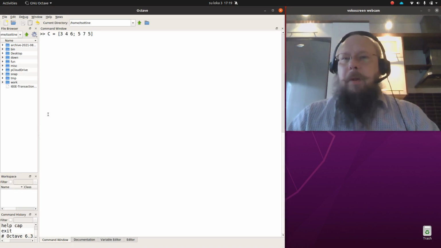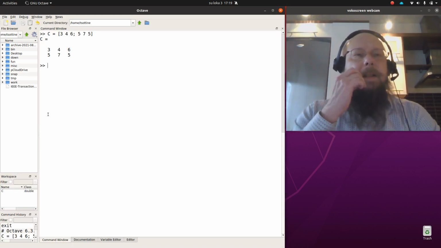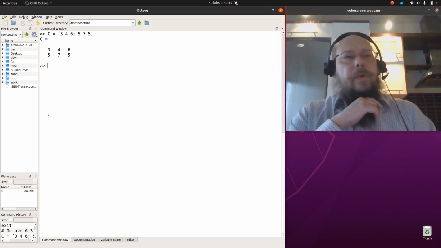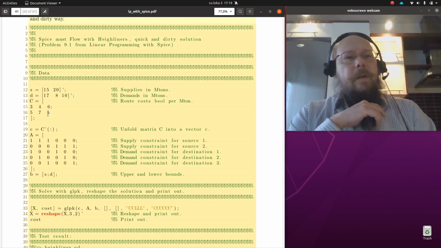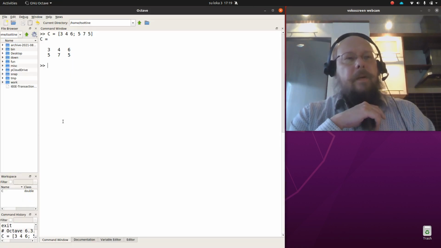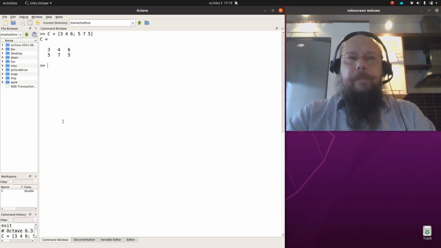And I will not put the semicolon there. Let me check that it really is what it's supposed to be. 3, 4, 6, 3, 4, 6, and then 5, 7, 5. Yes, that's what it is.